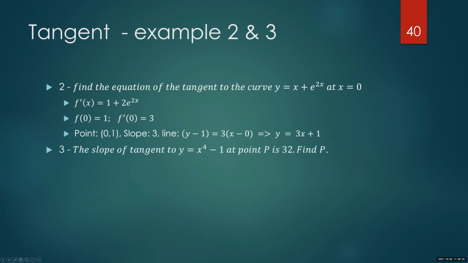Next example then: the slope of a tangent to y is equal to x to the power of 4 minus 1 at point P is 32. Find the point. Well, differentiate first of all. F dash of x is 4x cubed. And they're saying the slope of the tangent is 32, so 4x cubed is equal to 32. X cubed, therefore, is equal to 8, and x is equal to 2. And so the point P is (2, 15), because when x is equal to 2, x to the power of 4 is 16, and subtract 1, and you get 15.